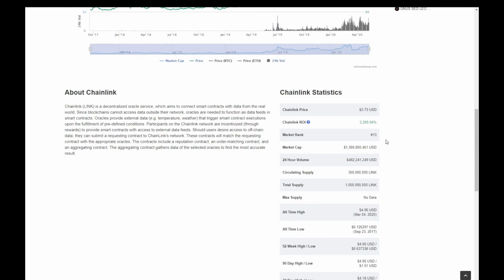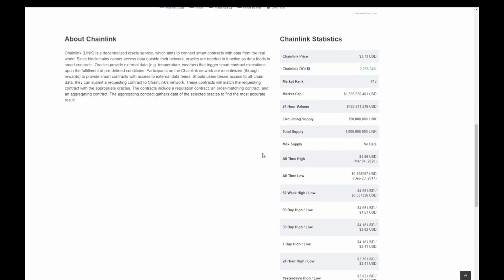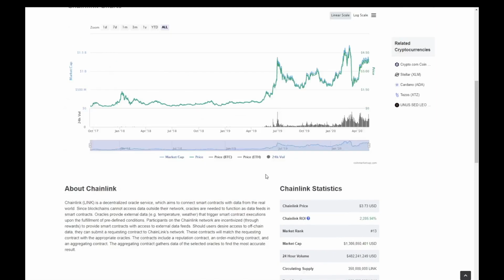Moving down to some of the historic stats. The all-time high was $4.95, which was in March this year, so that's 2 months ago, quite recent. And the all-time low was towards the beginning of the project.